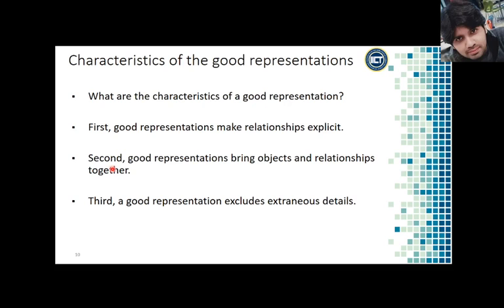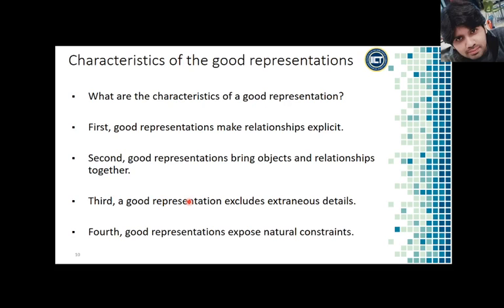Third, a good representation excludes extraneous details. For example, sometimes this problem is described in the form of having a river and a port, but those details aren't actually relevant to solving the problem at all. So we have left them out of here. All we need to know is they need to move from the left to the right. Doesn't matter if it's a river, a boat. This is all the information that we need. So we left out the extraneous information.